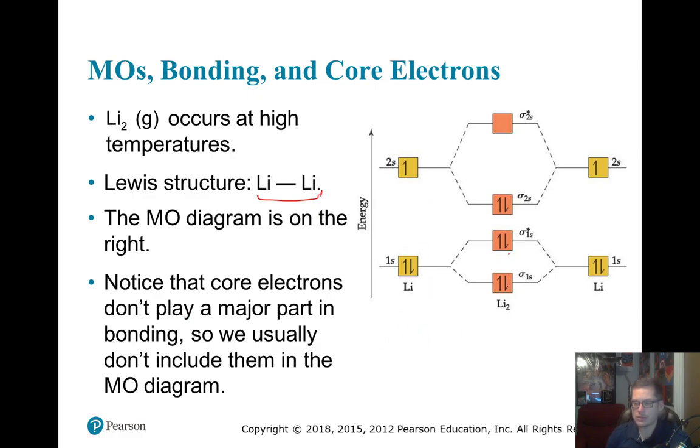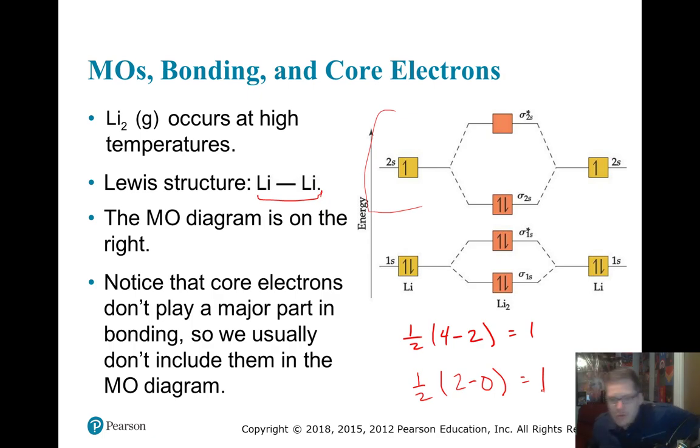But what's really important is if we figure out the bond order for this. The bond order would be 1/2 times the number of bonding electrons, that's 2, 4, minus the number of anti-bonding, which would be 2, and then divided by 2, so our bond order would be equal to 1. The other thing we can do is completely ignore all of the core electrons and only focus on the valence electrons, which would be up here, and do the bond order. What would we get? Well, we get 2 minus 0, divided by 2, and we'd get 1. So we can see that those core electrons don't really play a major role in bonding.